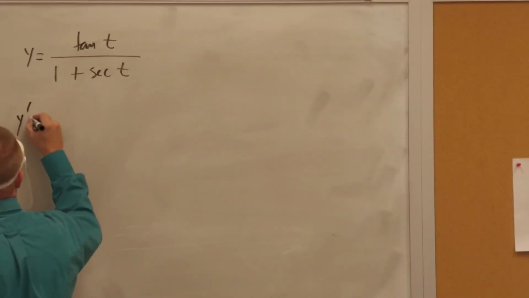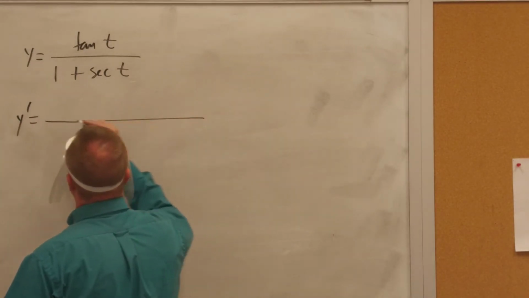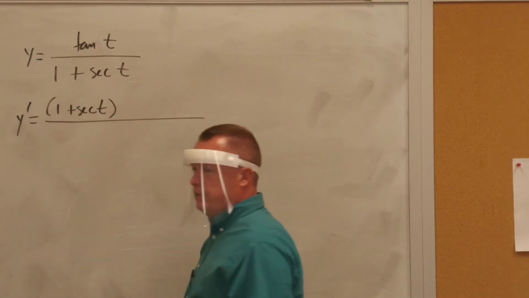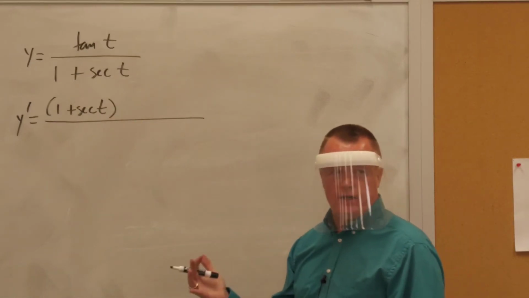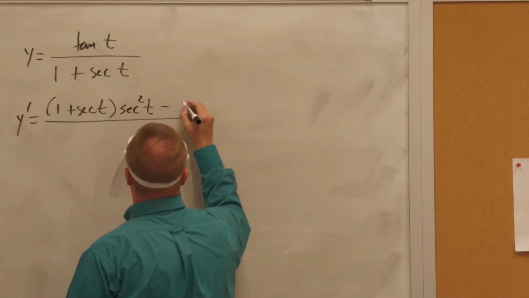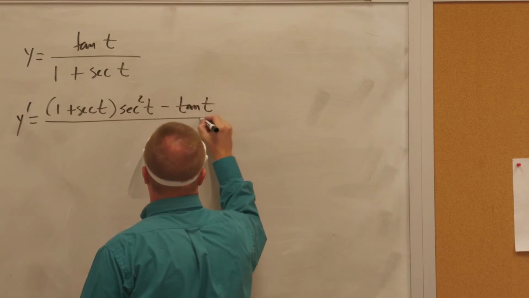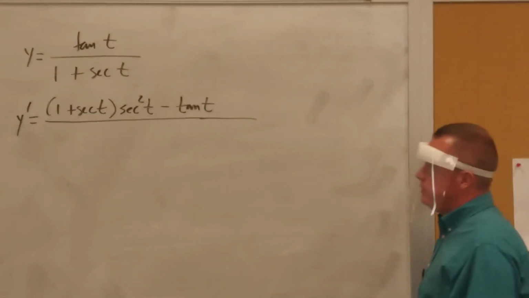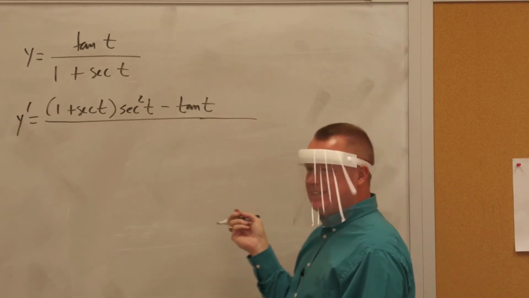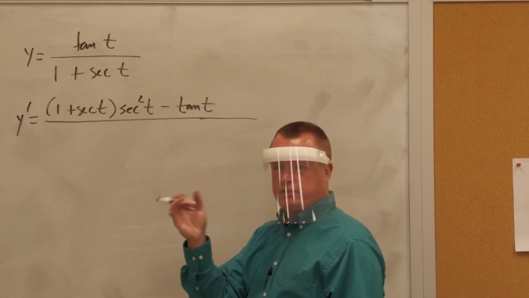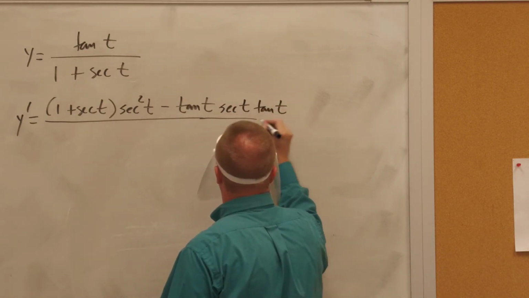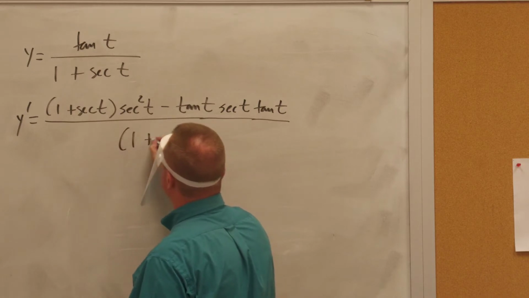So, all right, so we have a quotient. So we need to use the quotient rule. So I will take the bottom times the derivative of the top. All right, so the derivative of tangent is secant squared, right? Minus the top times the derivative of the bottom. So the derivative of 1 is 0 plus the derivative of secant, which is secant times tangent. Over the bottom squared.